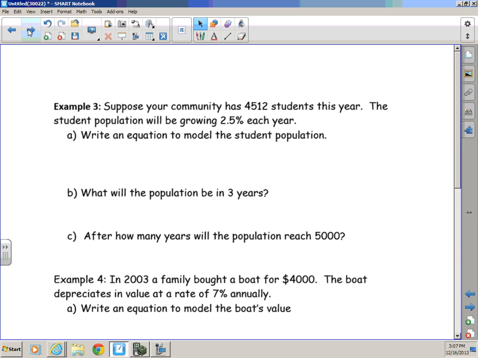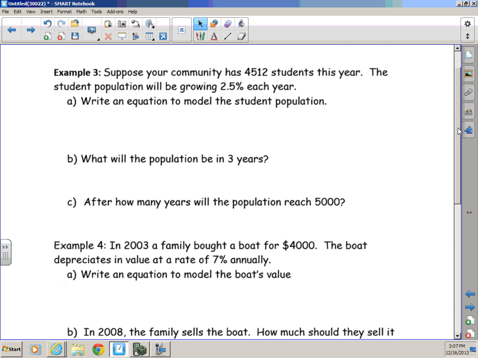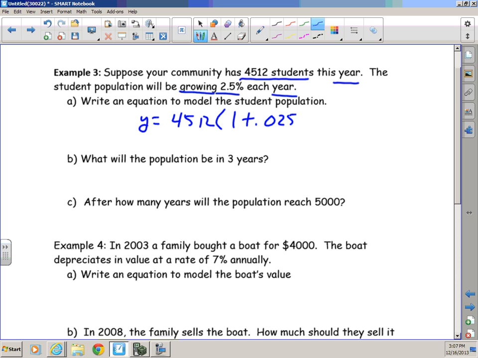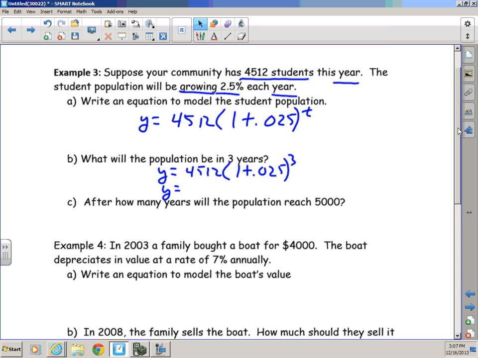Example number 3. Your community has 4,512 students this year. Population is growing 2.5% by year. Okay? So those are the buzzwords. Write the equation. Y equals 4512 times (1 plus 0.025) to the t power. What will it be in 3 years? Now I'm going to put 3 in for t. Always figure out what that number is.